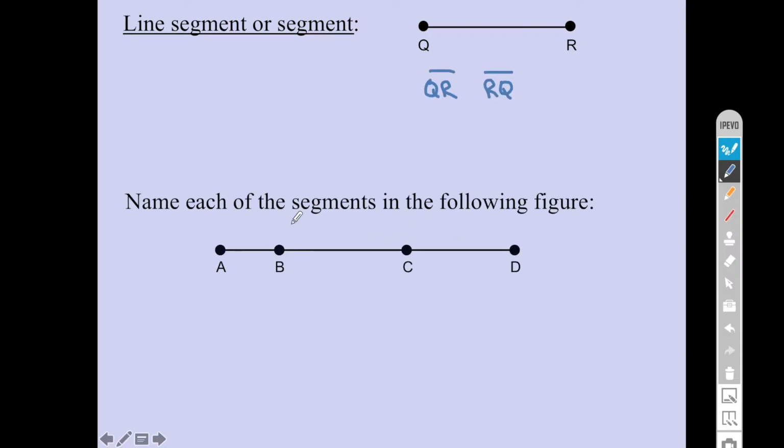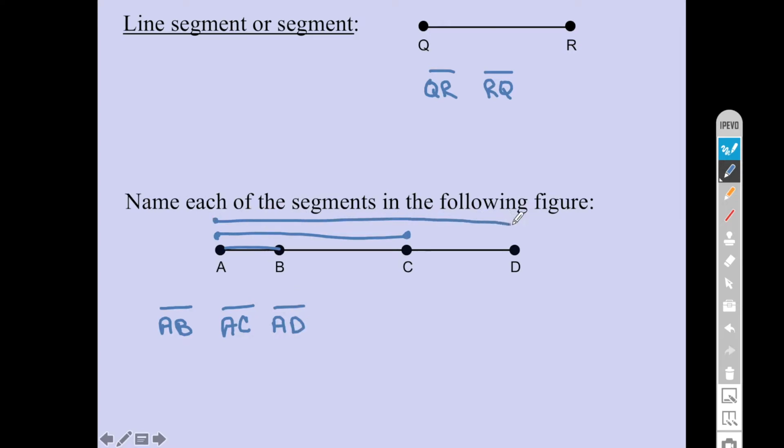How many different line segments do we have in this figure? Well, we have segment AB. Segment AB goes from here to here. We have segment AC, which is a completely different segment than segment AB. AC goes from A all the way up to C. We have segment AD, A all the way over to D.